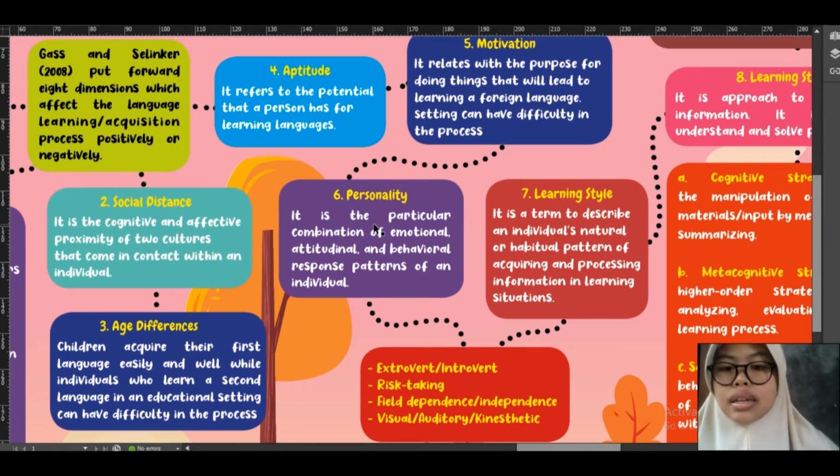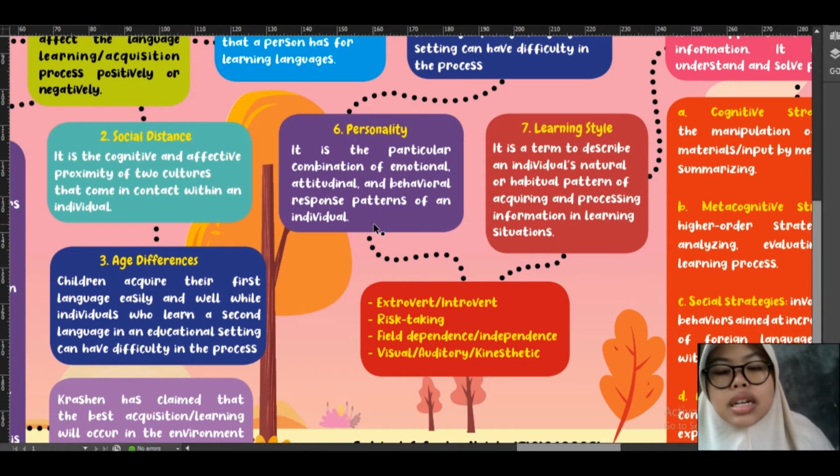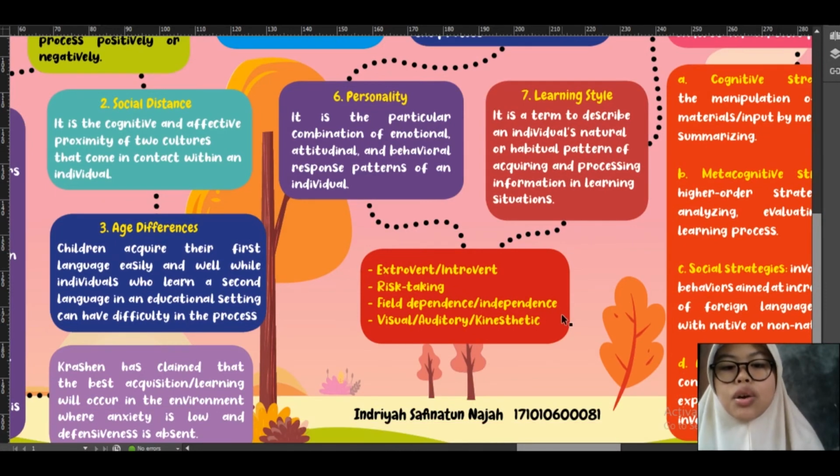And then seven is about the learning style. It is a term to describe an individual's natural or habitual patterns of acquiring and processing information in learning situations. Exactly, personality and learning style are divided again into many aspects of the learners. They are extrovert or introvert, risk-taking, field dependence and independence, and visual, auditory, and kinesthetic learners.